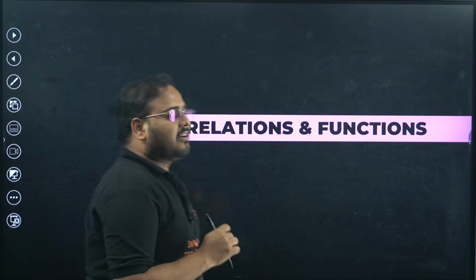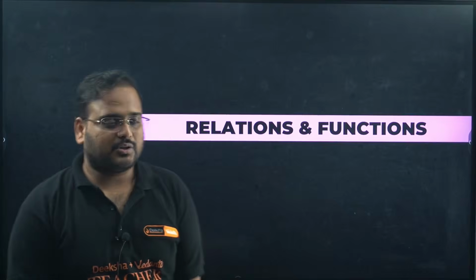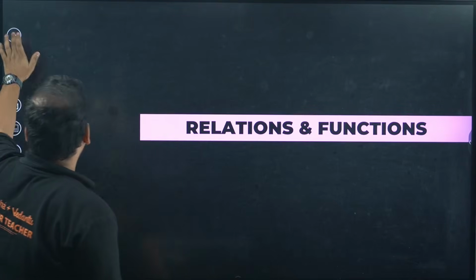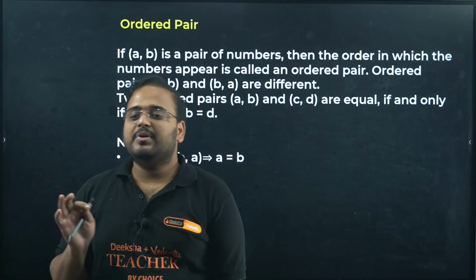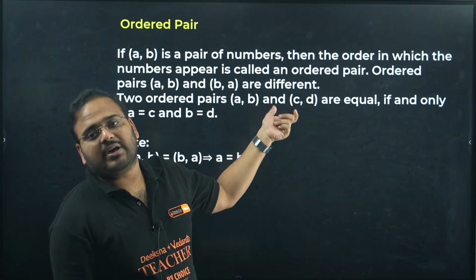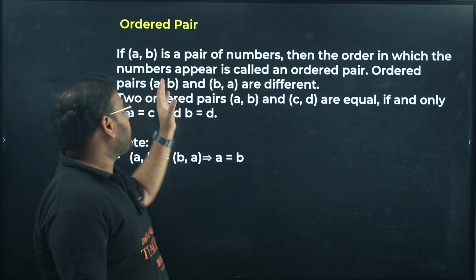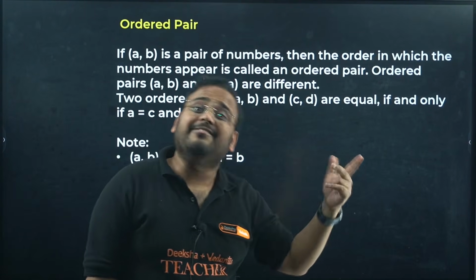Next is relations and functions. The next chapter is relations and functions. Okay, let's start. Ordered pair, the simple concept. If A and B is a pair of numbers, then the order in which they appear is called an ordered pair. For example, 1, 2 and 2, 1 are both different ordered pairs.